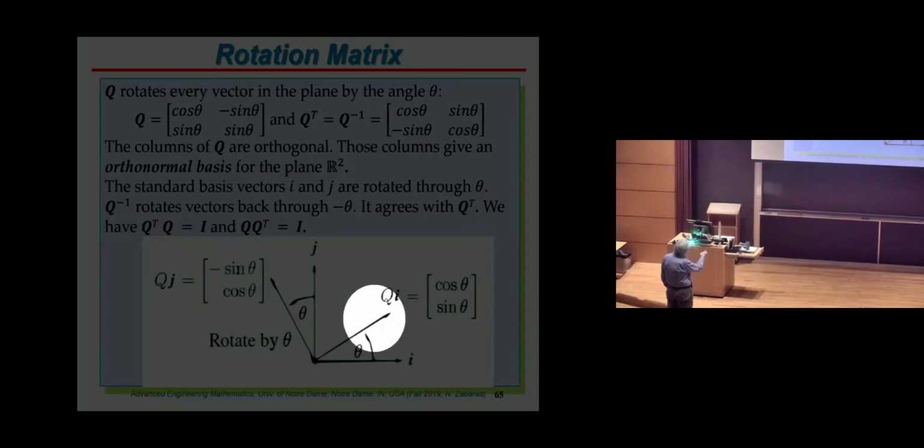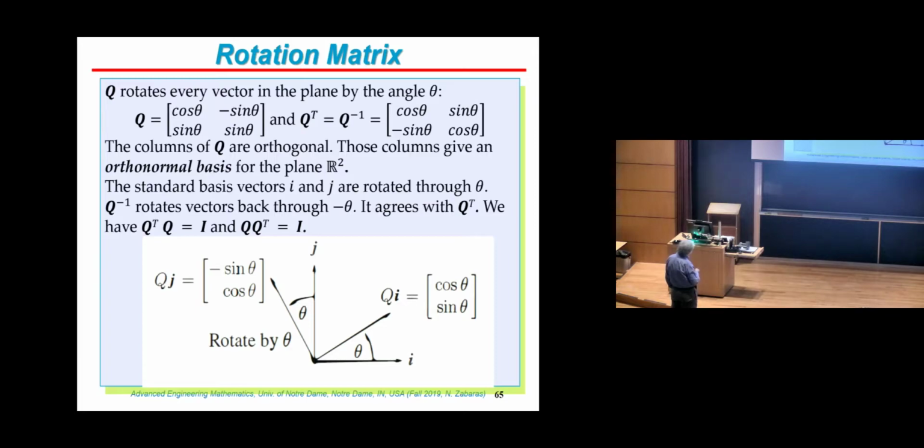So if I apply Q to the unit vector in the x-axis, it moves it to this unit vector here that has components cosine theta, sine theta. If you apply it to j, it moves it to minus sine theta, cosine theta. Okay, it moves this by an angle theta.